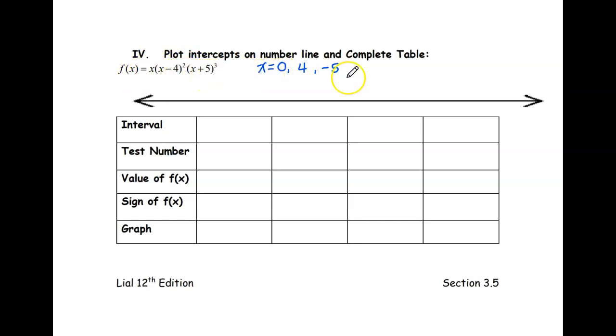And then arrange these numbers on the number line. We have negative 5, from smallest to largest, so 0 and then 4. And from there, we can get the intervals. Each of these divides the number line into several intervals. We have negative infinity to negative 5, negative 5 to 0, 0 to 4, and then 4 up to positive infinity.